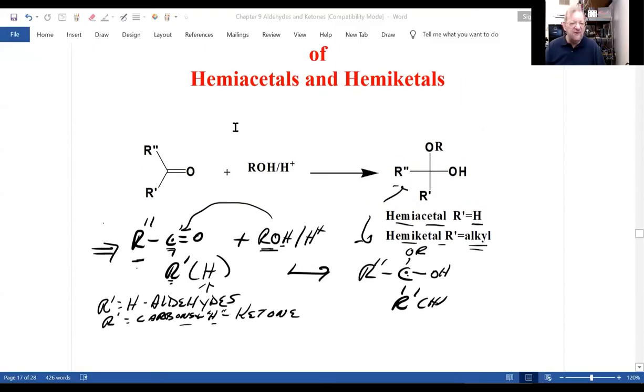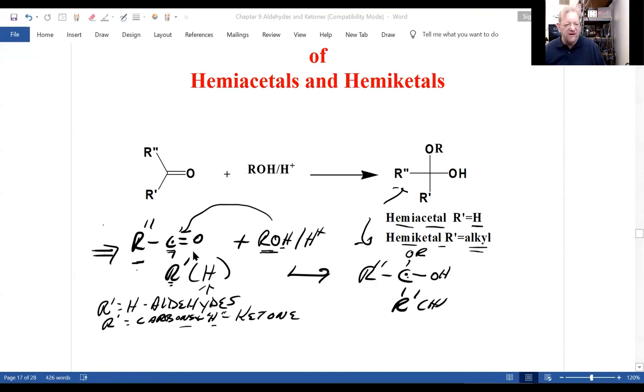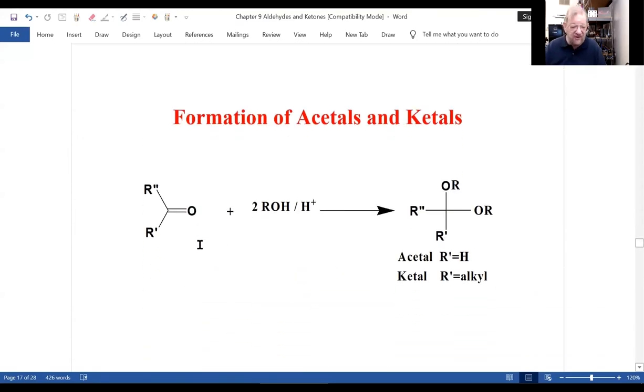Now, if you notice on the reaction I just did, we have one molecule or mole of the aldehyde or ketone reacting with one molecule of alcohol. Remember, the coefficient when there's none is the number one molecule or mole. Remember, mole is the counting unit of chemists. Well, it turns out you can also do the reaction with two molecules or moles of alcohol.